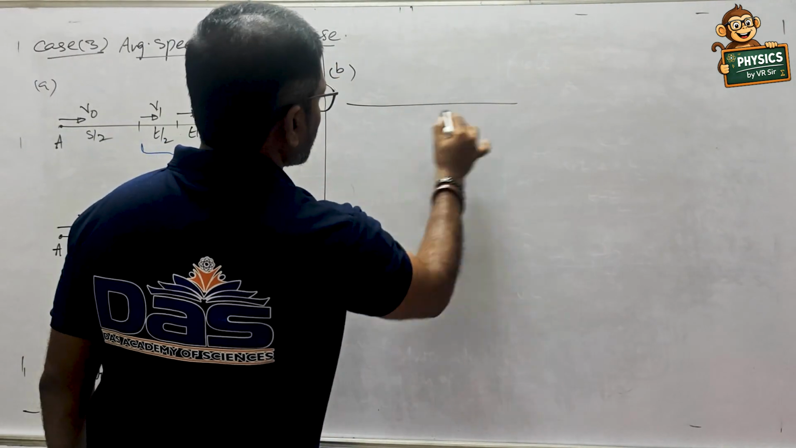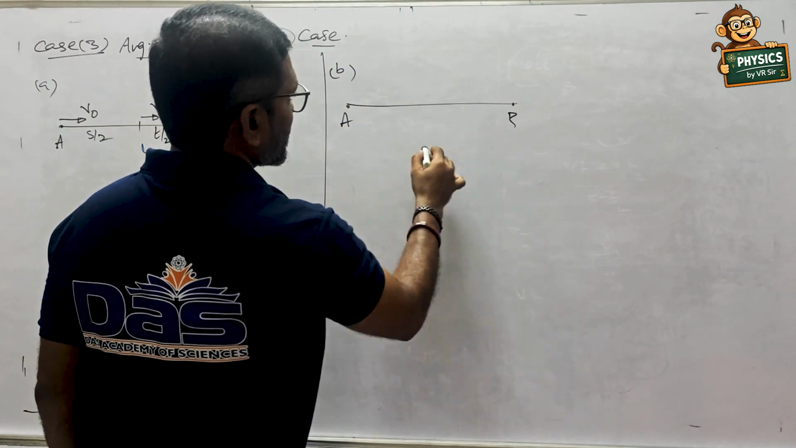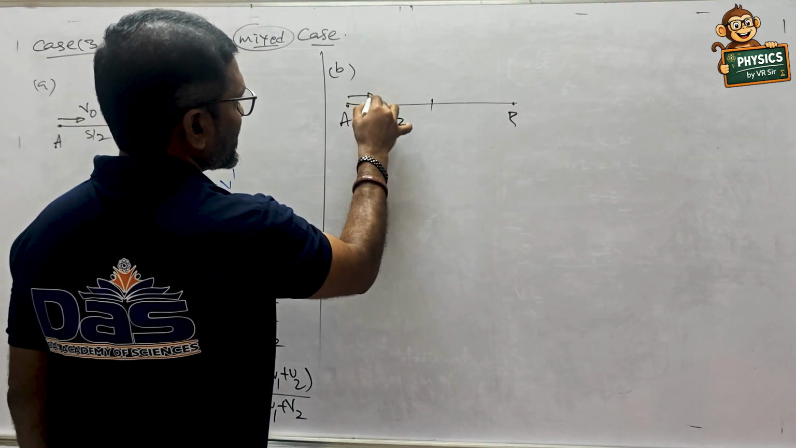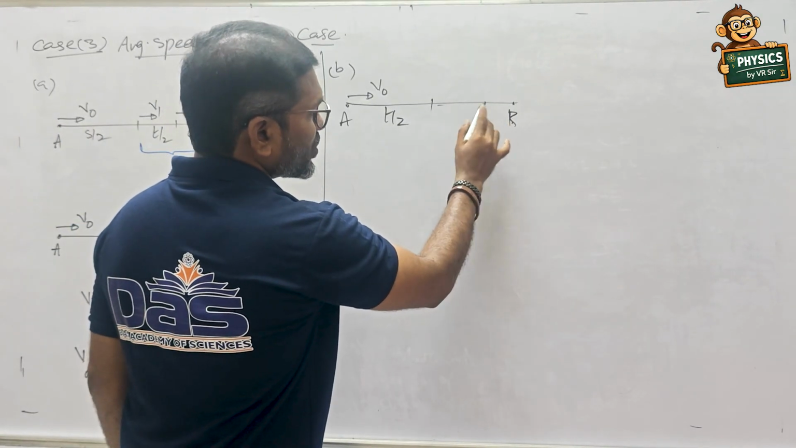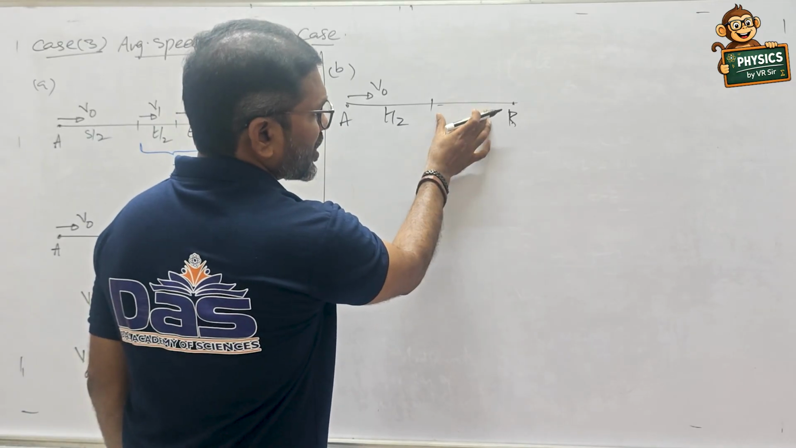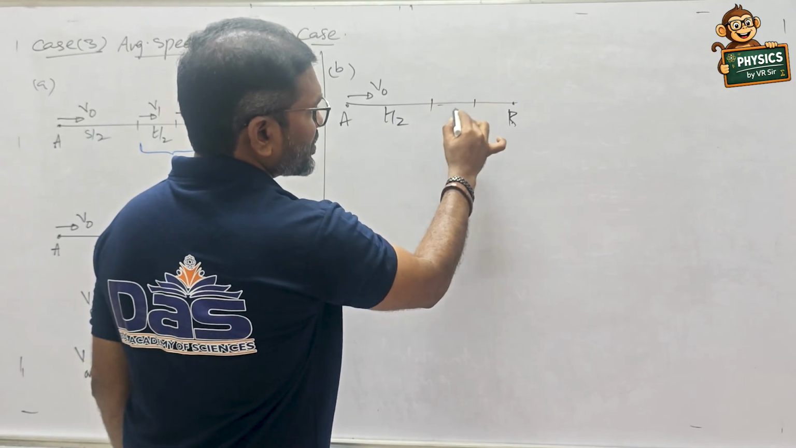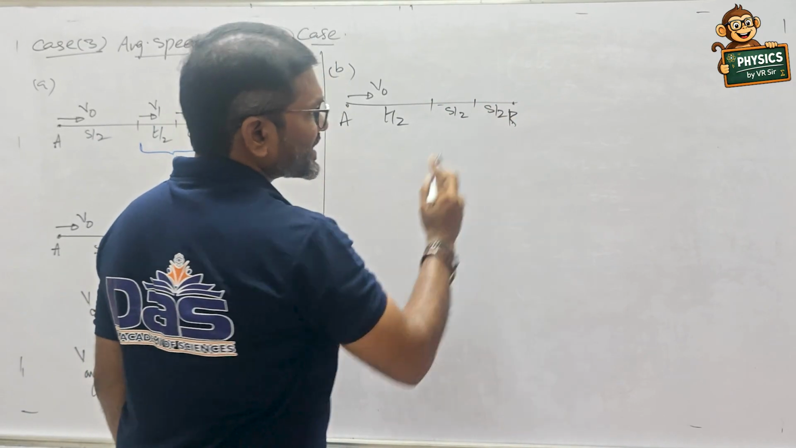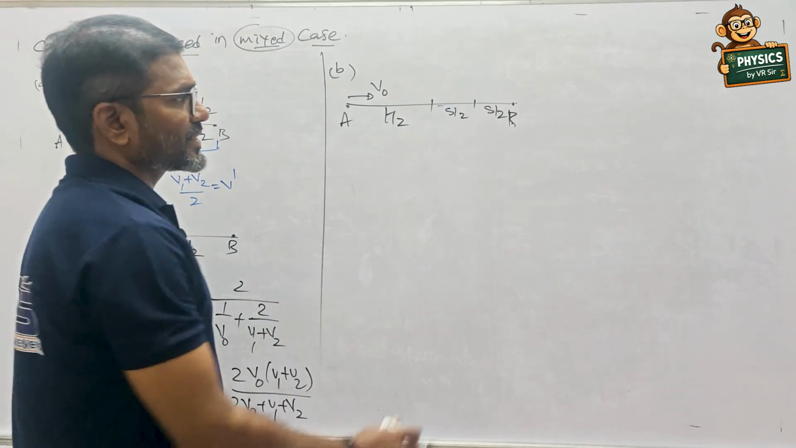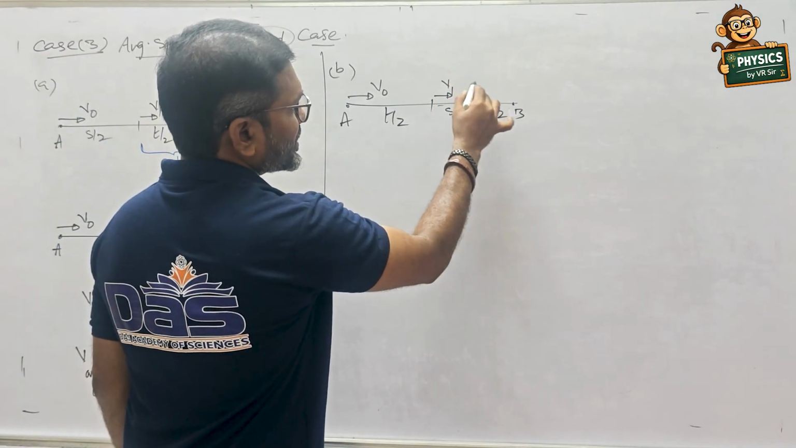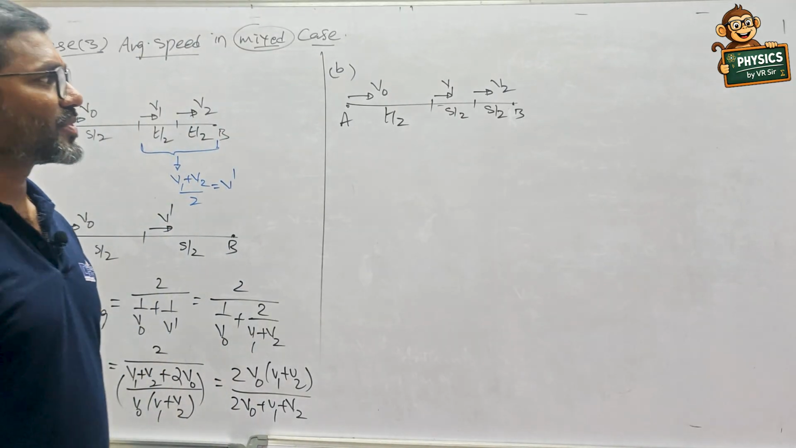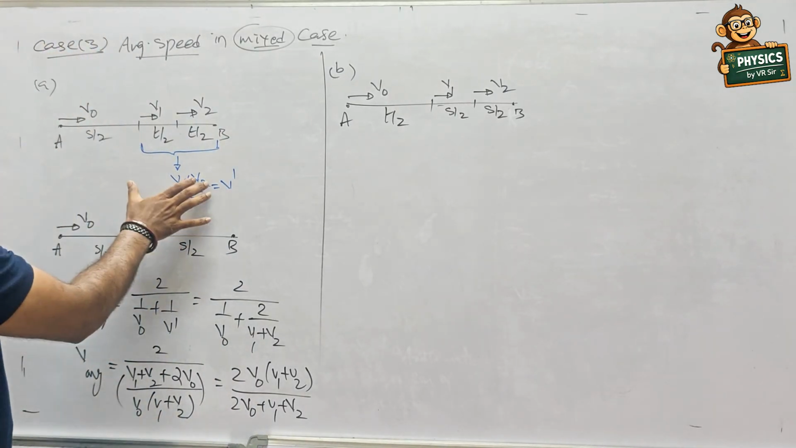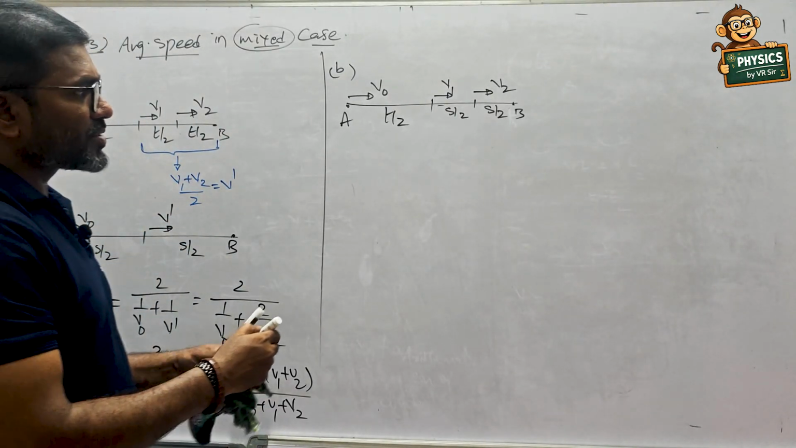What is the second one? This is A, this is B. The first half of the time it maintains the speed v0, and for the next half of the time they won't give a single value. The next half of the time is divided into two equal parts of distance. In the first half of that distance it maintains speed v1, in the second half speed v2. Now, the same as what we did here, you have to convert.